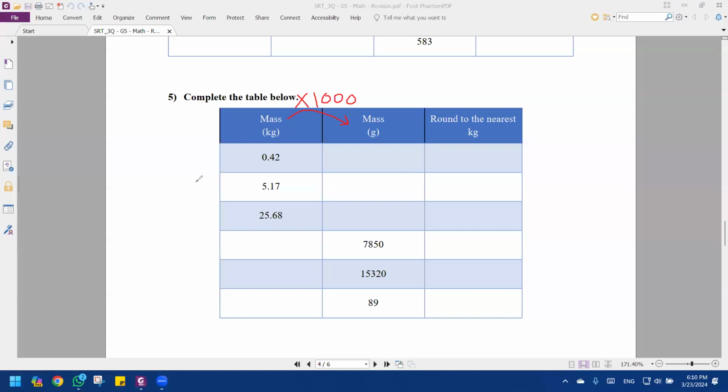So I need to move the decimal point 3 steps. Okay, 1 step, 2 step. Now the decimal point is out, and I still have one more step. So look, this is 2 steps. The decimal point is out. I need one more step, so we add 0. 420. Next one, same thing. 1 step, 2 step, the decimal point is out. There's still one more step, so I add 0. This one, same thing also. 1 step, 2 step, and the decimal point is out. We add 0.